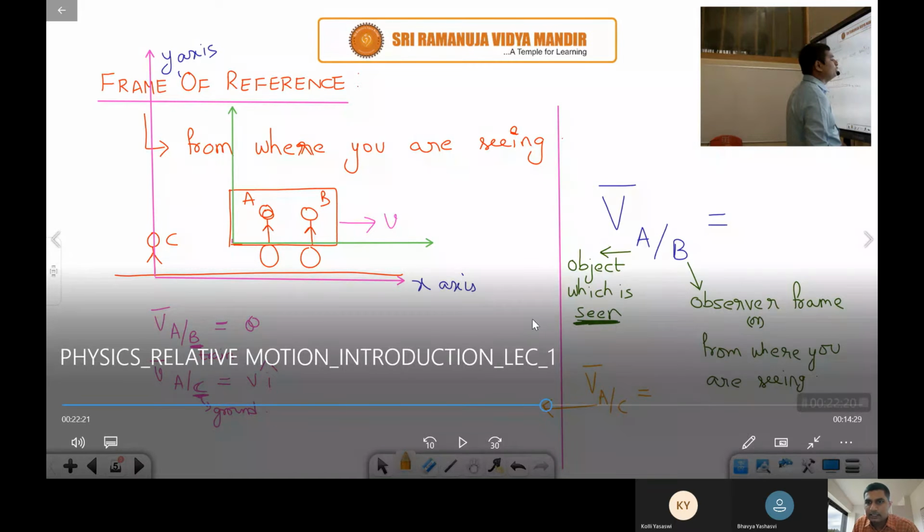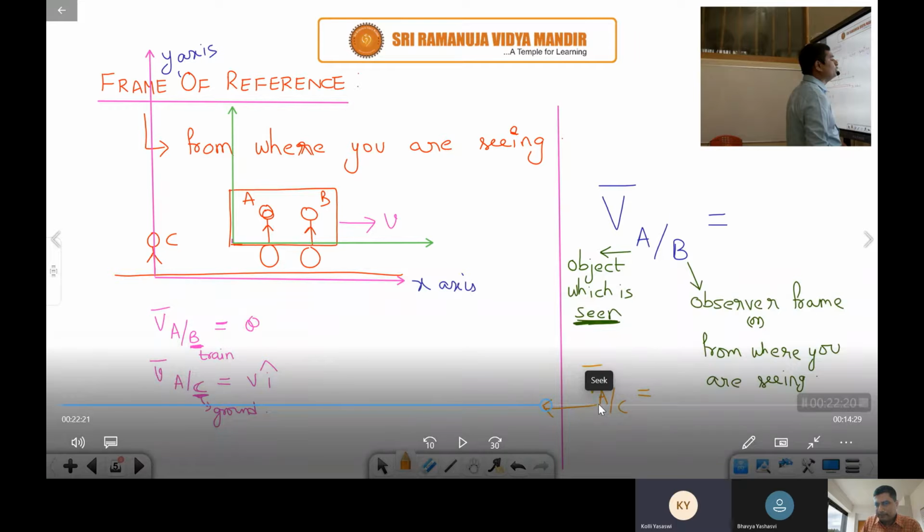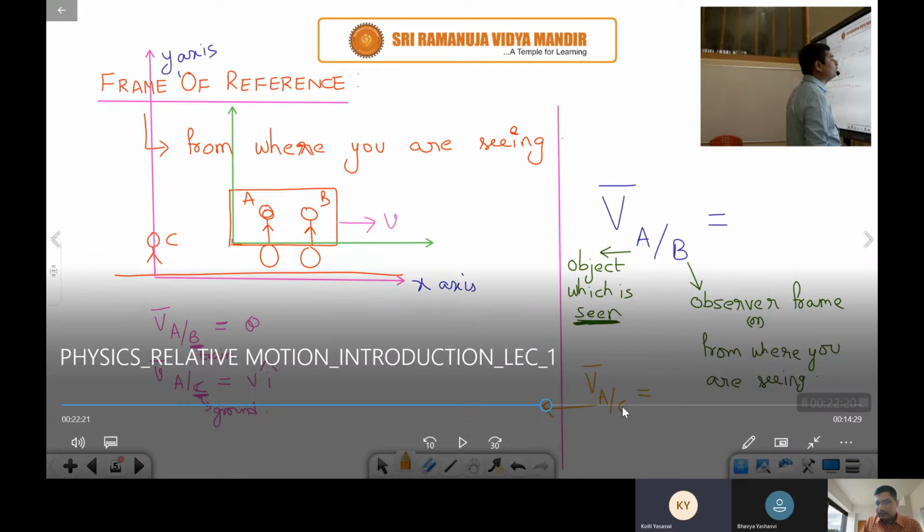So this is the general notation. Suppose we say velocity of A with respect to B. A means the object which is seen. B means the observer frame, or from where you are seeing. Suppose I write velocity of A with respect to C, what does it mean? A is the object which is seen, and C is from where we are seeing, the ground frame. Correct.